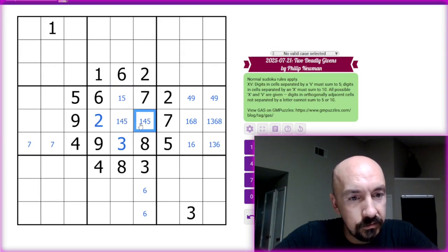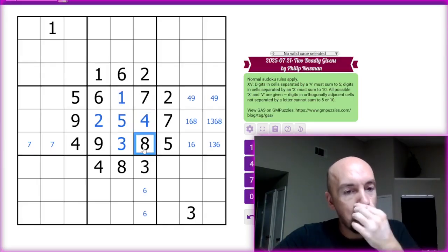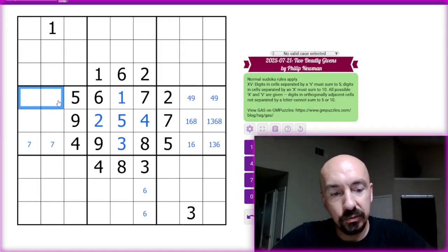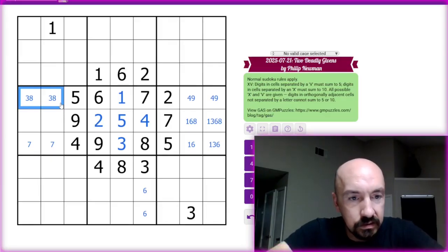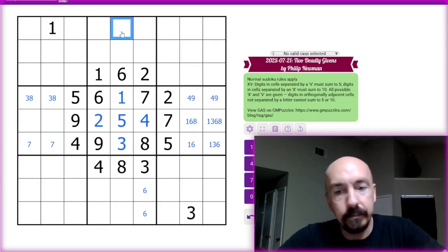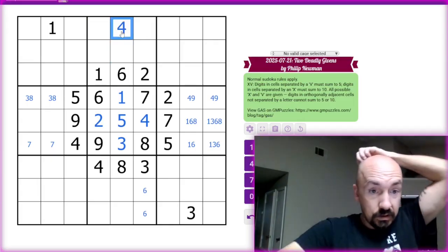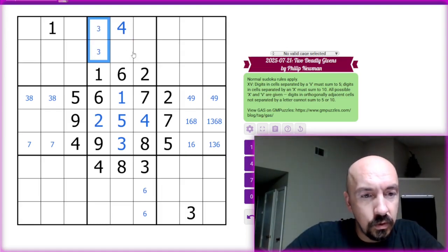1, 4, and 5. So then the 1, 4 cannot see each other. So this has to be the 5. That'll be the 1, and then that's a 4. Okay. And then this becomes a 3, 8. All right, I'm getting there. I'm liking this. So then the 4 in this box cannot go here, here, or here. So that's a 4. And then we have 3s over here. 2, 3, 4. 5s are there.